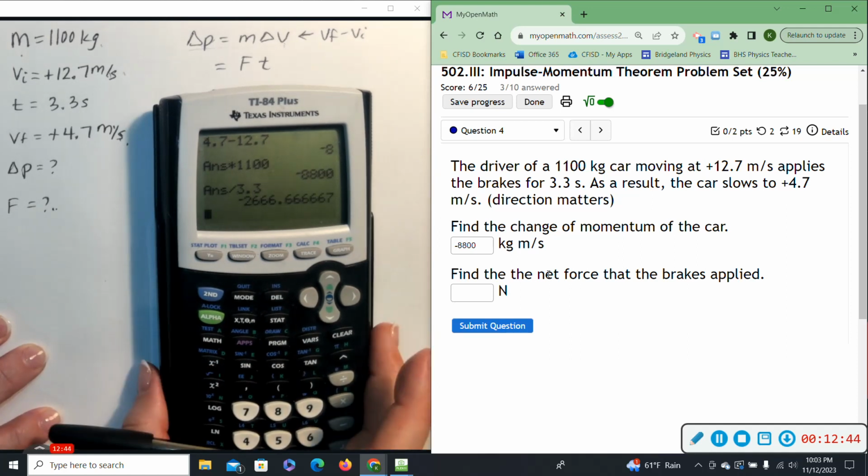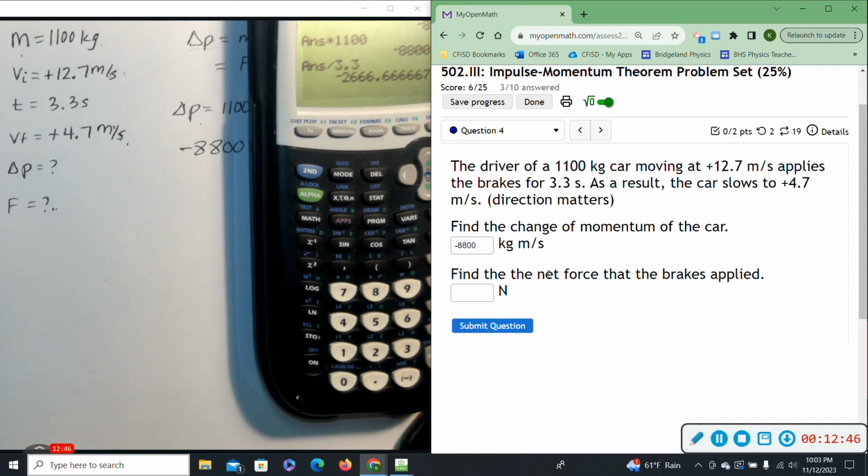And we get this value here, negative 2,666.6 repeating. I'm going to round that to negative 2,666.67.